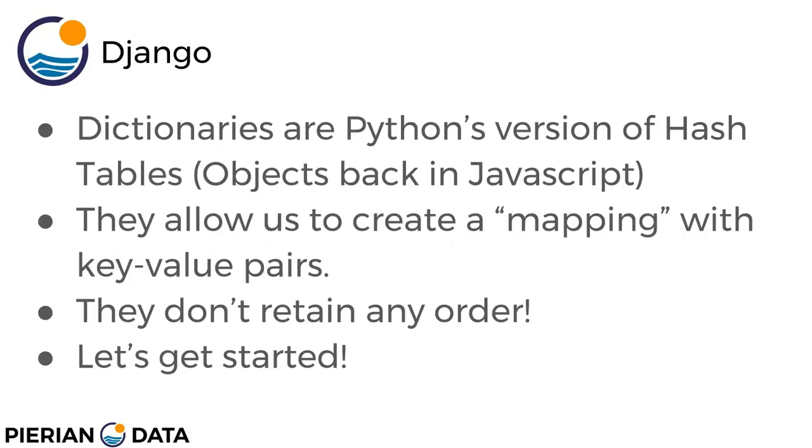Dictionaries are Python's version of hash tables, and back when we were working with JavaScript, these were known as objects. And again, they allow us to create a mapping of key-value pairs. And something to really note about dictionaries is that they do not retain any order. They only have a key-value pair system. Let's get started learning about the most important aspects of Python dictionaries. Let's hop to the editor now.